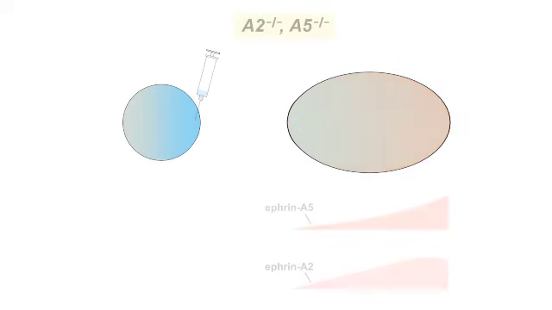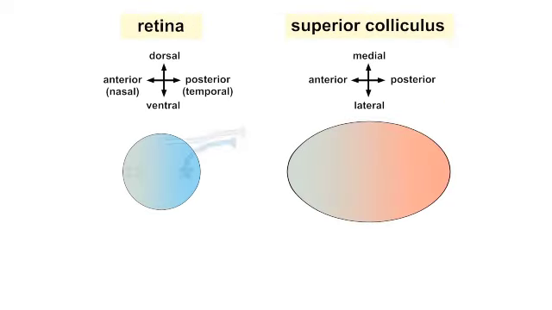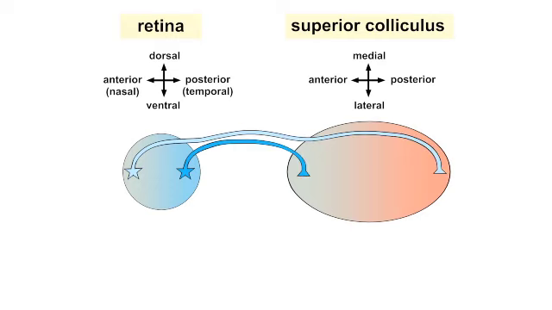However, in mutants with both repellents knocked out, temporal axons did not exhibit any specificity along the anterior-posterior axis. These double knockout experiments demonstrated that ephrin A2 and ephrin A5 indeed play essential roles in vivo to instruct RGC axon targeting along the anterior-posterior axis of the superior colliculus.